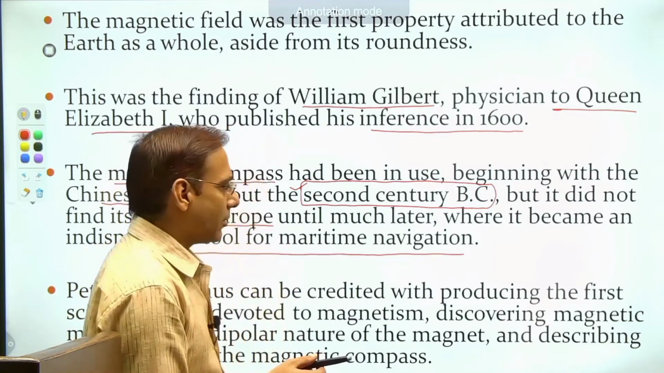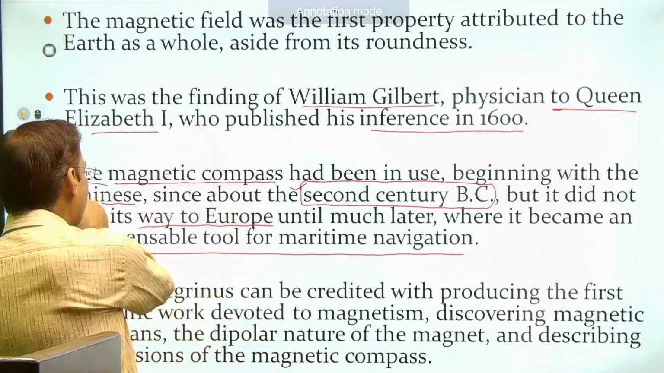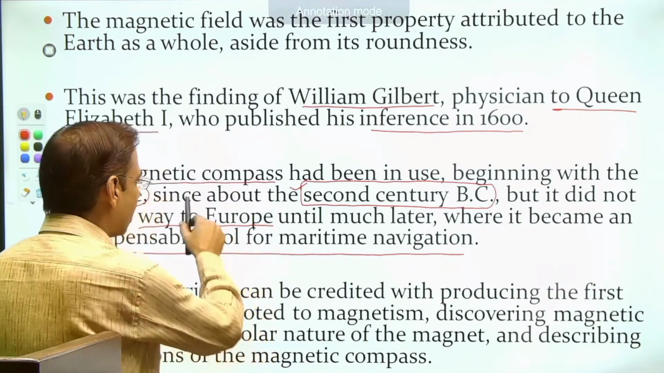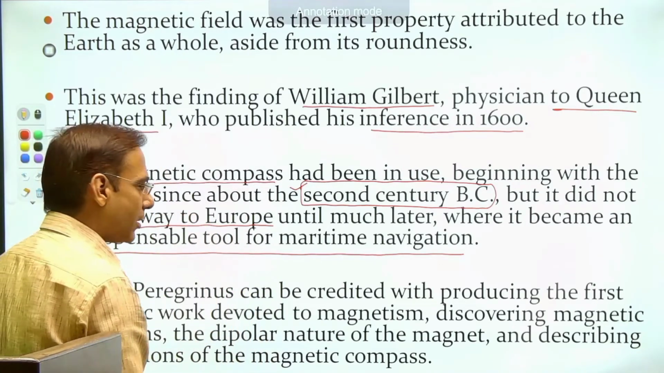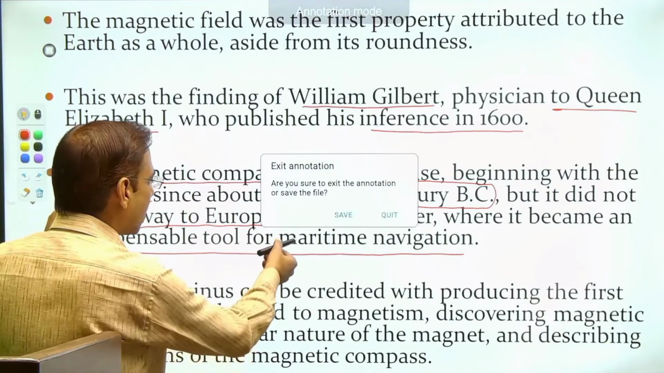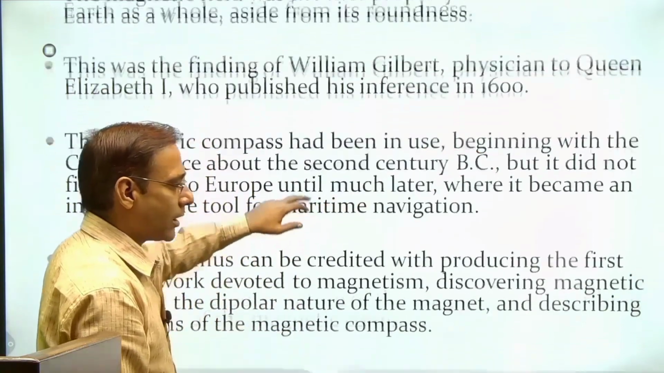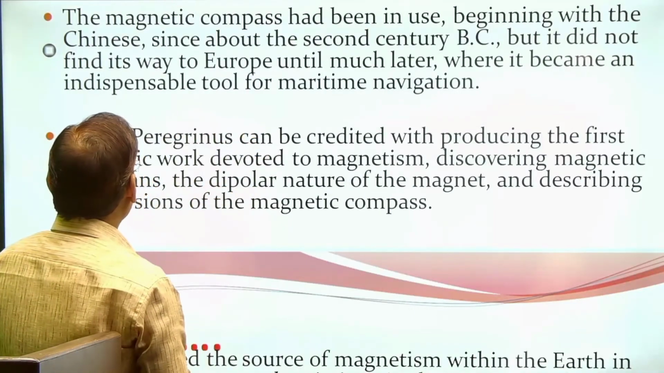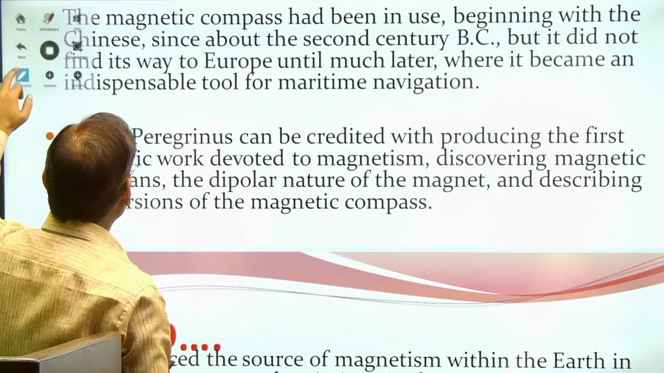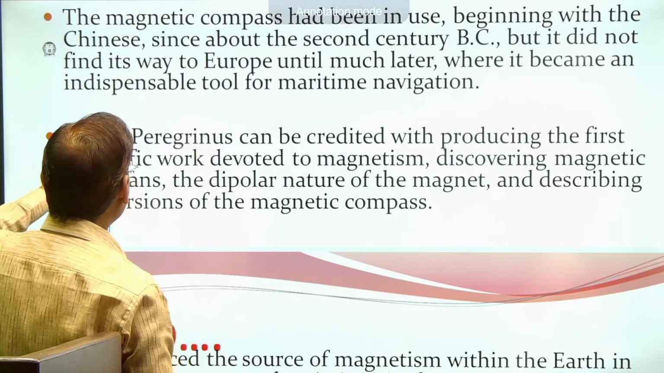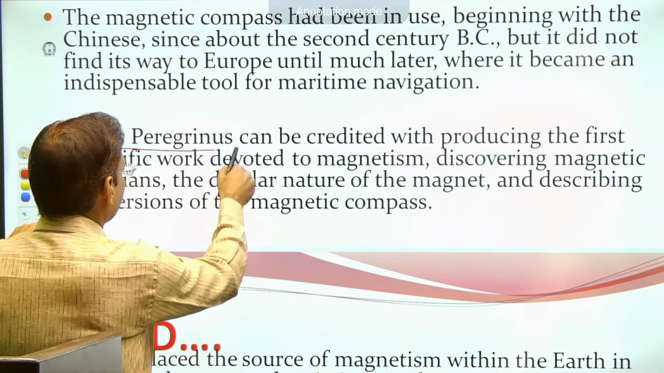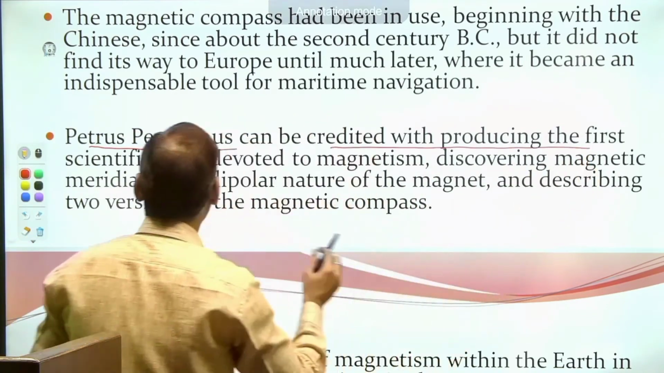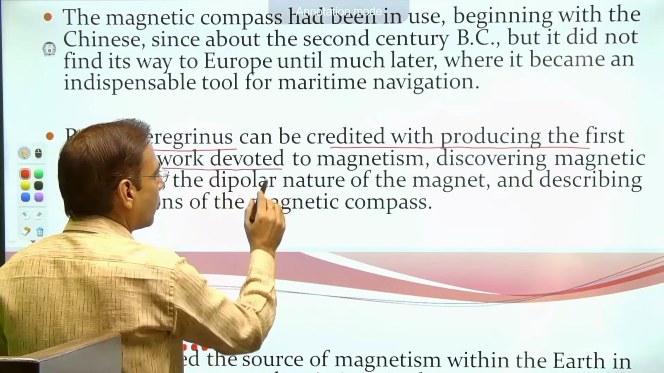So, who were the first, those who used the compass and utilized the magnetic behavior of the earth? Chinese. Okay, but इन्होंने ज़्यादा एक्सप्लोर किया यूरोपियंस ने और स्टडी करनी शुरू की, क्योंकि ये वॉयजर थे, इन्होंने यात्रा शुरू की. देन आई हैड कोटेड हियर द पेरिग्रिनिश, who is credited with producing the first scientific work devoted to magnetism.